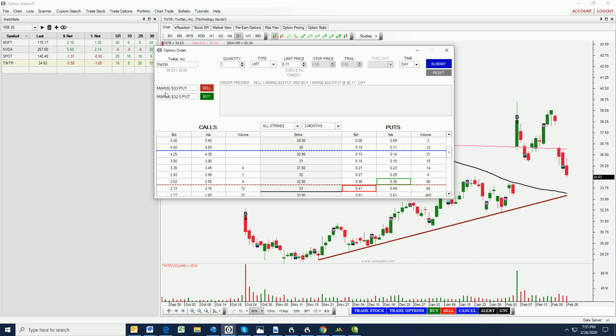Let's repeat that. We're going to sell the Twitter March 6th, $33 put. We're going to buy the March 6th, $32.50 put, and we're going to do that for a 20-cent credit. Are people going to stop using Twitter because of coronavirus? No, they'll probably use it more to communicate with each other. So I don't see this company having any real big negative impact from the coronavirus at all. So that's why I like it.